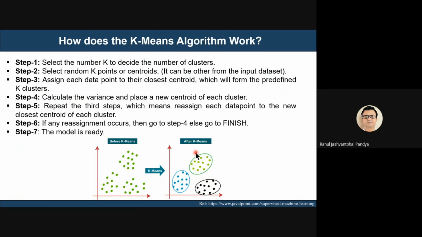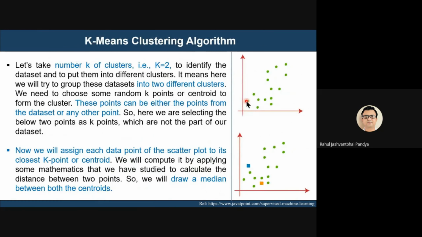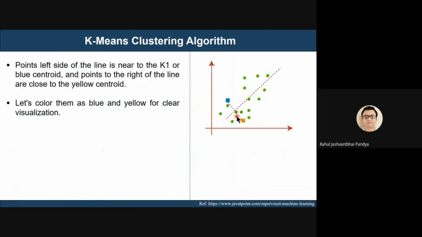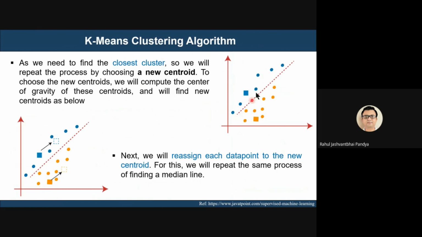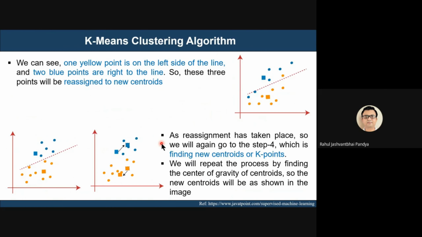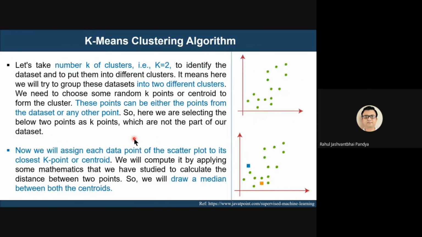So it will form some number k of clusters. After that, calculate the variance and place a new centroid for each cluster. We keep moving the centroid, such as, let's say, initially if I set up a centroid here or here, then I keep measuring and keep moving my centroid, optimizing that particular distance. We will see that one by one in each step.